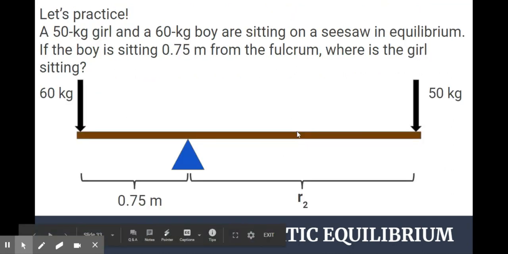Okay, so let's practice with this. A 50-kilogram girl and a 60-kilogram boy are sitting on a seesaw in equilibrium. If the boy is sitting 0.75 meters away from the fulcrum, where is the girl sitting? So what is the girl's location? How far away is she from the fulcrum point?